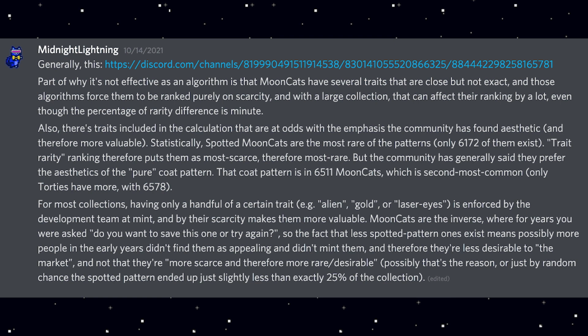For most collections, having only a handful of certain traits, e.g. alien, gold, laser eyes, etc., is enforced by the development team at mint, and their scarcity makes them more valuable. MoonCats are the inverse. So the fact that fewer spotted patterns exist means possibly more people in the early years didn't find them as appealing and didn't mint, and therefore they're less desirable to the market, and not that they're more scarce and therefore more rare slash desirable. Possibly that's the reason. Or just by random chance, the spotted pattern ended up being slightly less than 25% of the collection.